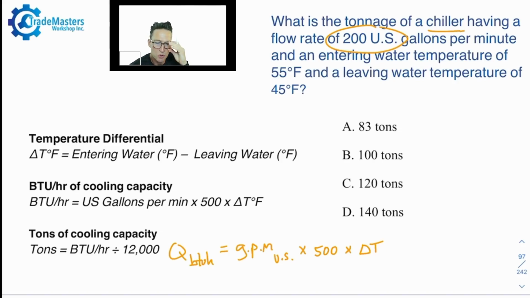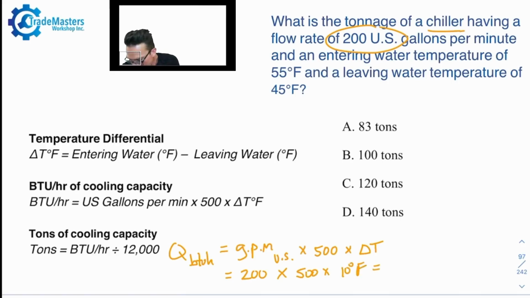We could be talking about a chilled water coil. In any case, we're going to be able to figure this out. So let's substitute our numbers in now. We have 200 in our question. We have 200 gallons per minute US. That's our flow rate of water through our chiller barrel. Times the number 500, and then the temperature difference in this case of 10 degrees Fahrenheit.